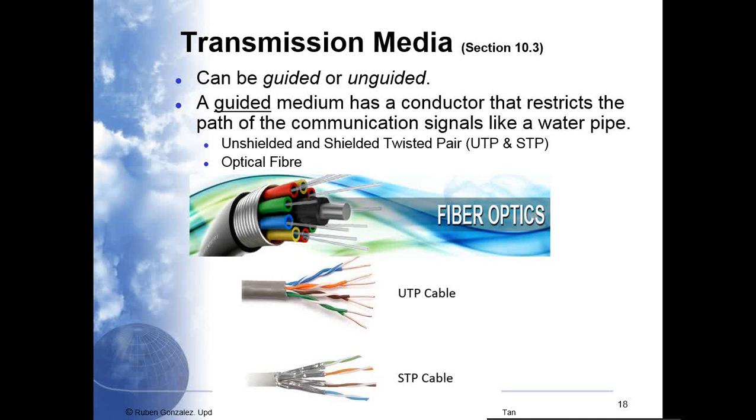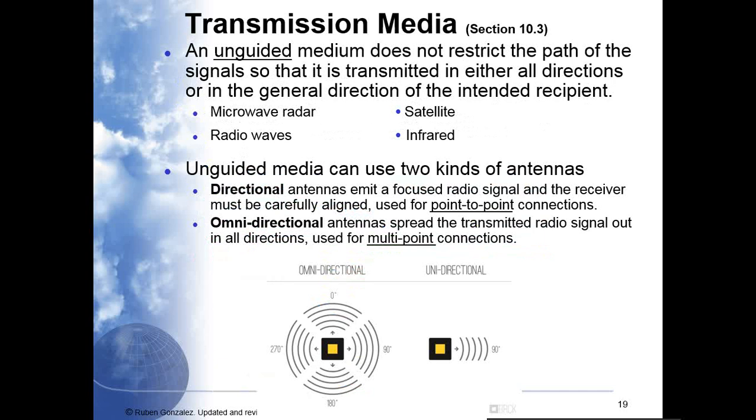We talked about data errors, so you would probably prefer a shielded cable in case there is some interference that affects the cables that you've got. An unguided medium, in contrast, does not restrict the path of the signal, so it's transmitted in either all directions or in the general direction of the intended recipient. So microwave radar, radio waves, satellite, infrared, they're all unguided medium.